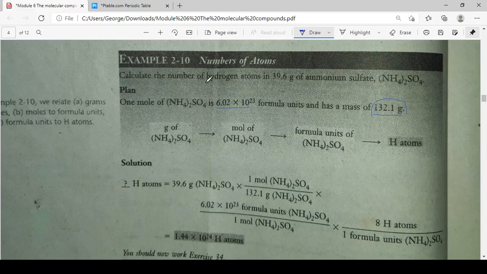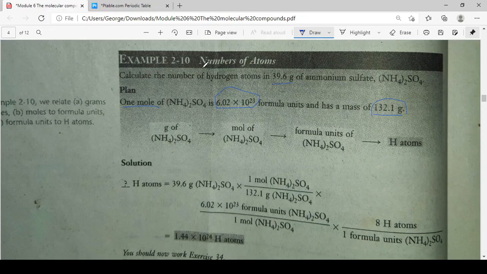So next, kids, what will we do since it is already given to us? The 39.6 grams, which is our grams of ammonium sulfate. Here it is, 39.6 grams of your ammonium sulfate. We also have our constant, Avogadro's number per every mole, 1 mole of your ammonium sulfate is 6.022 times 10 raised to the power of 23, and you have a mass of 132.1 grams. So these are the three given for us.